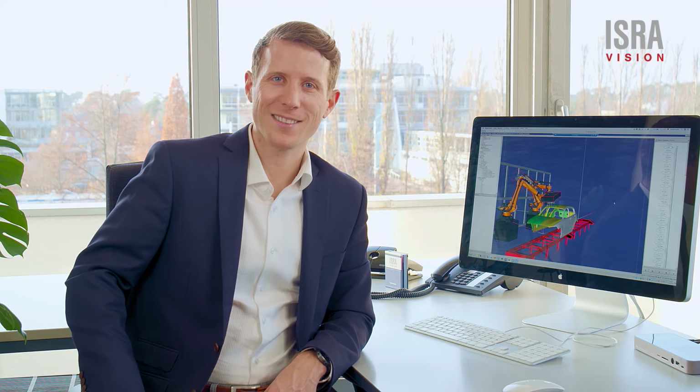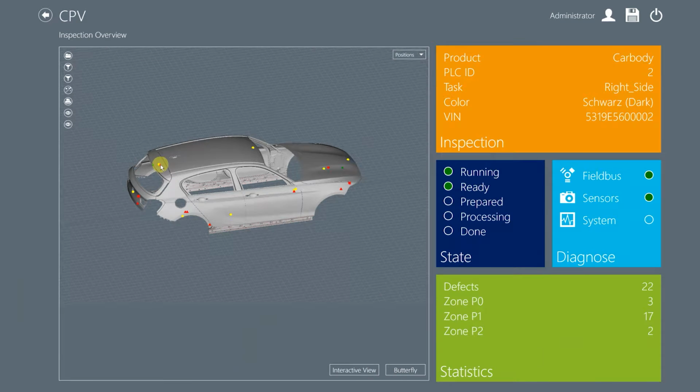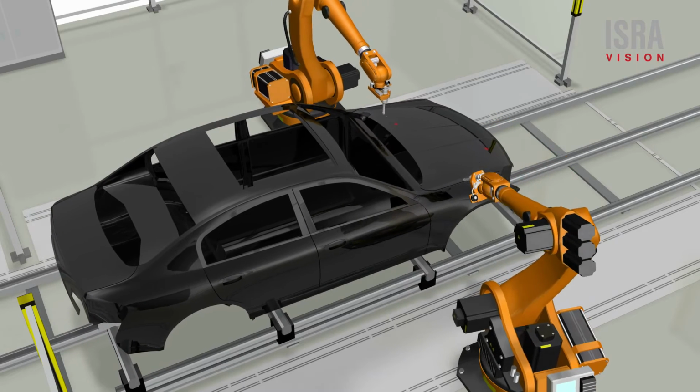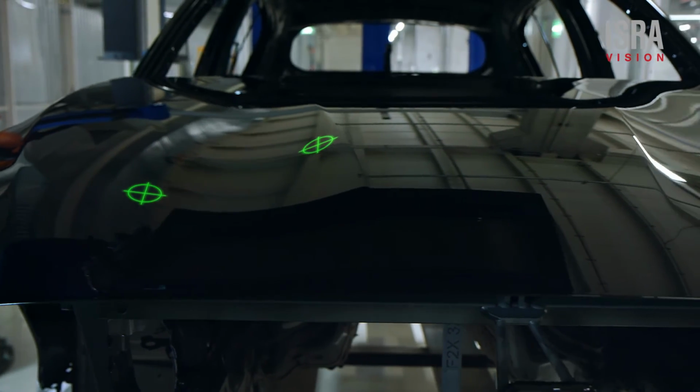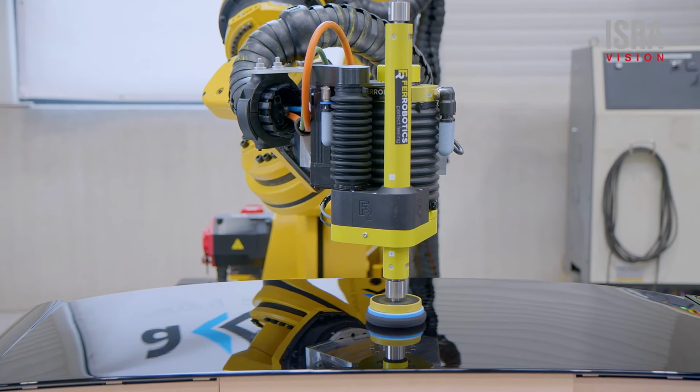The inspection starts at the push of a button. PaintScan displays the position of defects either on monitors or by marking with color or laser projection directly on the body. The collected data can be transferred to other systems for automated downstream reworking.